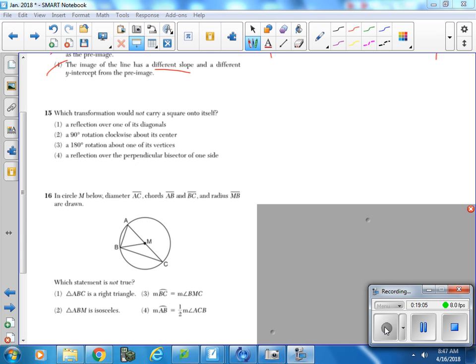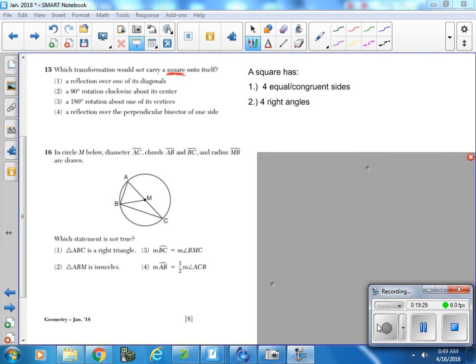Okay, last one, number 15. It says which transformation would not carry a square onto itself? All right. So let's just draw. First of all, you need to start thinking about what the properties of a square are. All right. So that's one thing you should be thinking about. So I want you to think about that for a second.